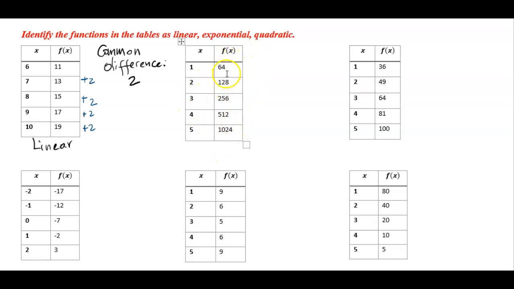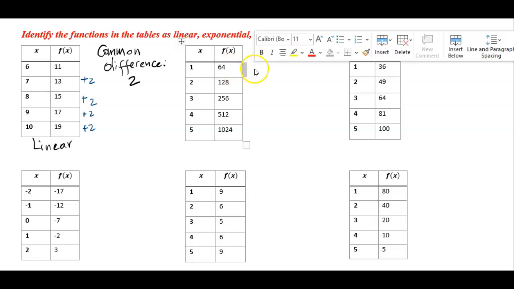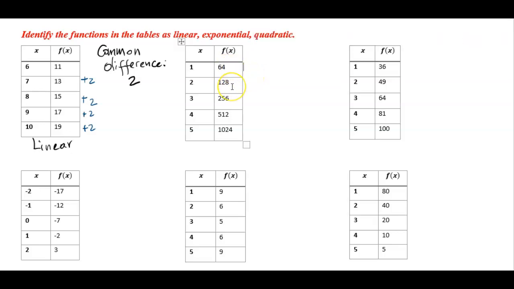We can add 64 to 64 to get 128. However, if we add 64 to 128, we will not get 256. 128 plus 64 is not 256. So therefore, we're going to try to multiply. We know that if we multiply 64 by 2, we will get 128.